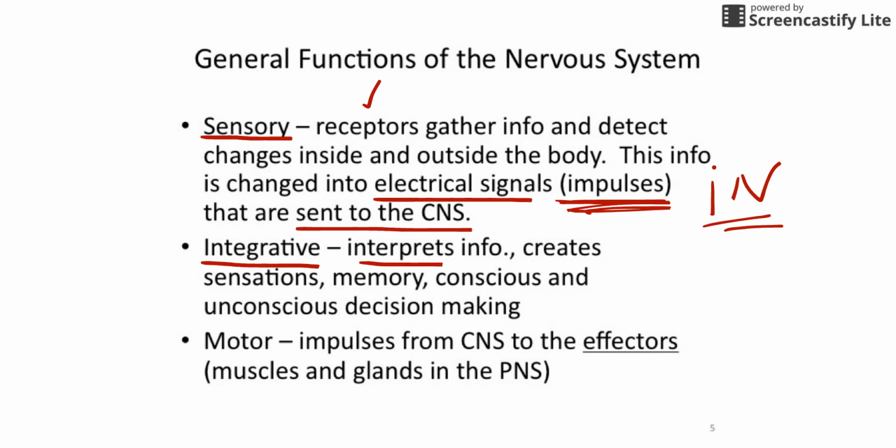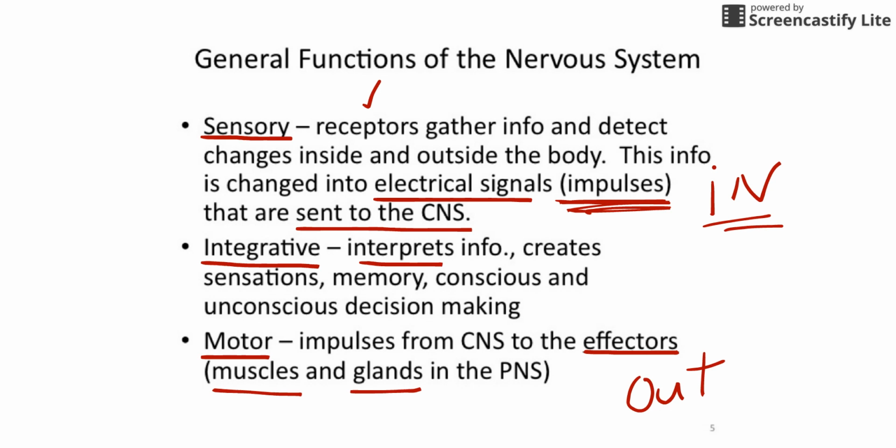So the interpreting information. Okay. And the last one is the motor. Okay, and motor are all of our commands going out. So the motor function is all the commands going out, and it's going to go out to what we call the effectors. And effectors is a term that generally refers to all the muscles and glands of the body. And muscles can be smooth muscle, skeletal muscle, cardiac muscle, any of our types of muscles. Okay, so that's your general functions.